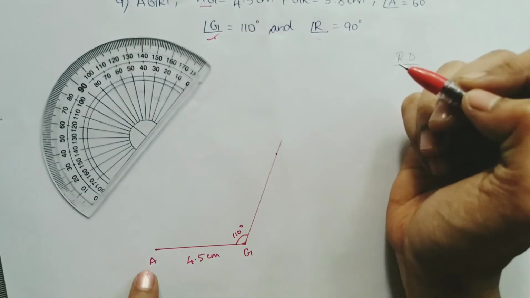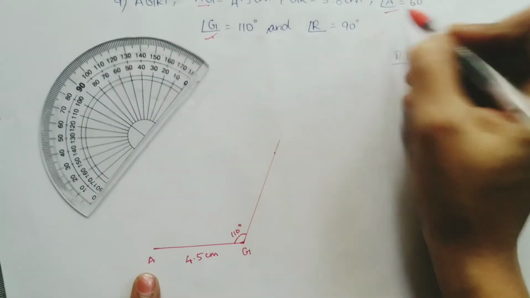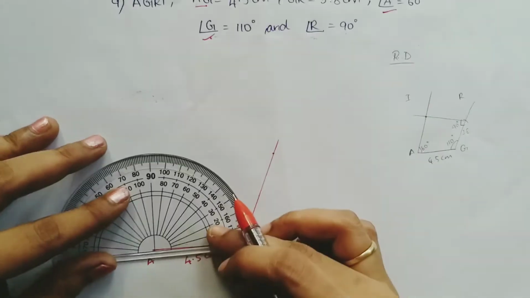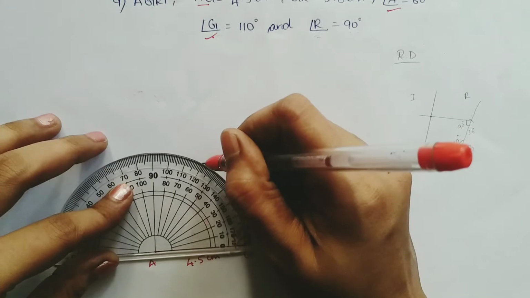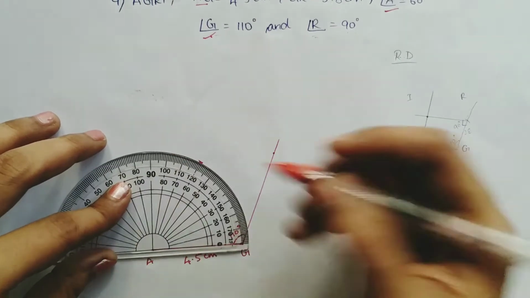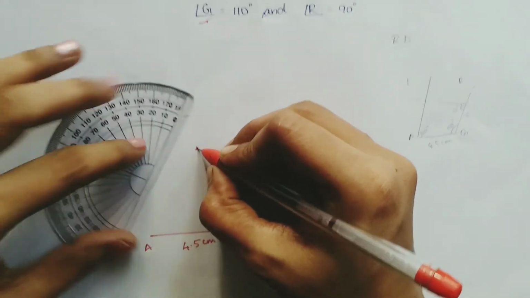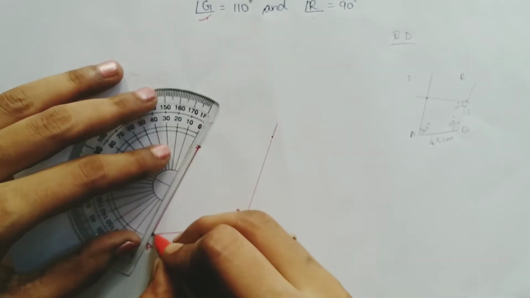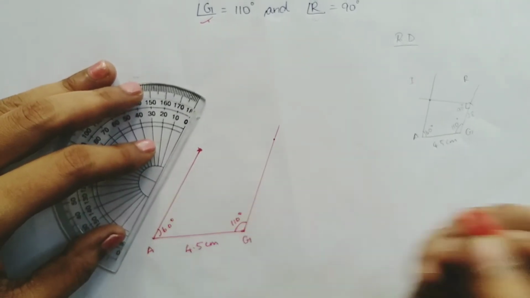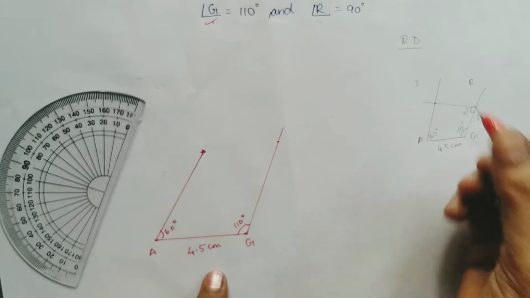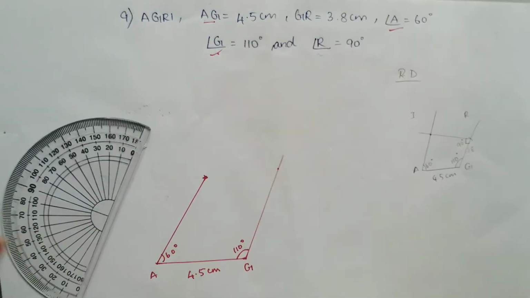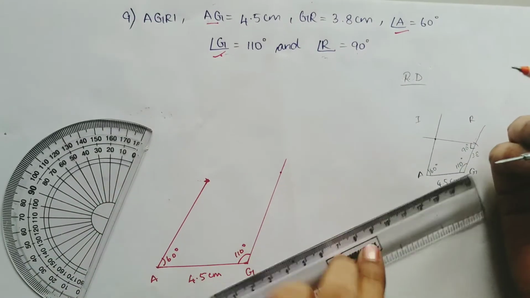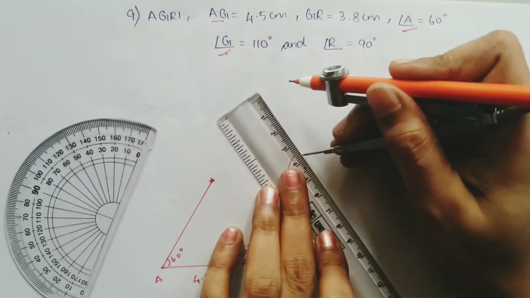Next one is angle A. It is 60 degree. Next, keep the point on A and mark 60 degree. 60 degree means the mouth should be a bit closed. Then mark this line and write it as 60 degree. Now what is remaining? This GR is 3.8 centimeter. So shall we take a scale and then measure 3.8 now?